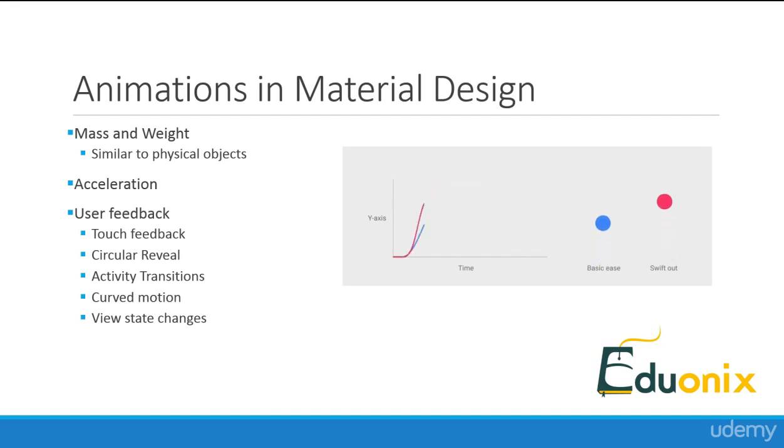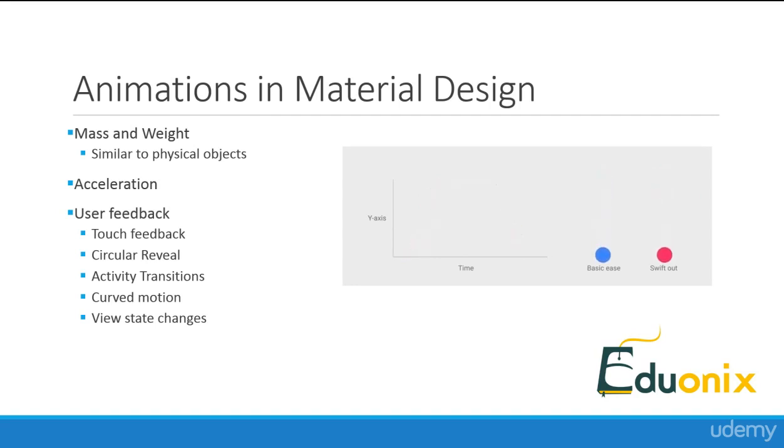Touch feedback in material design provides an instantaneous visual confirmation at the point of contact when users interact with UI elements. Reveal animations provide users visual continuity when you show or hide a group of UI elements, like the circular reveal animation to animate a clipping circle to reveal or hide a view.